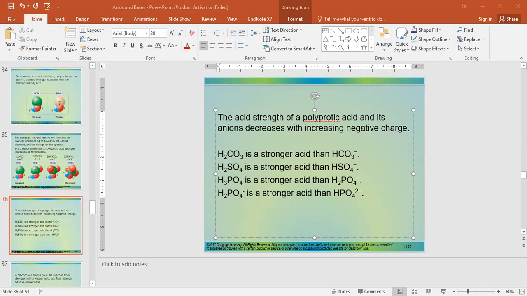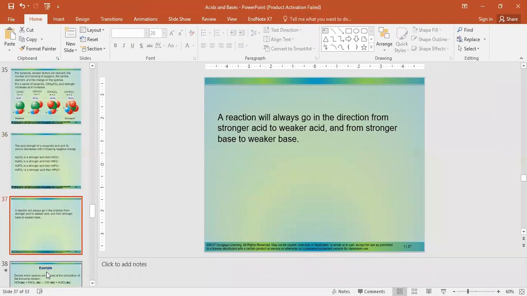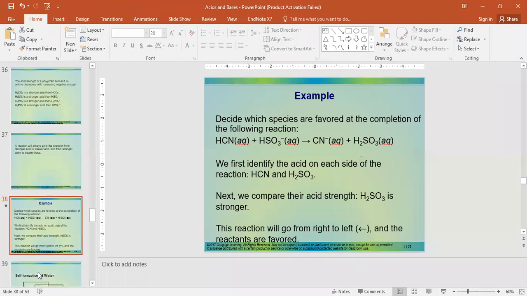So we can continue with our lecture then. Here you can compare the strengths of the acids depending on the charge that we have, and I have explained that when the negative charge increases, that particular acid decreases in strength. Now, this example you can see here is something we have talked about in the past.